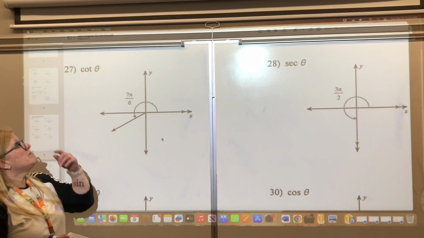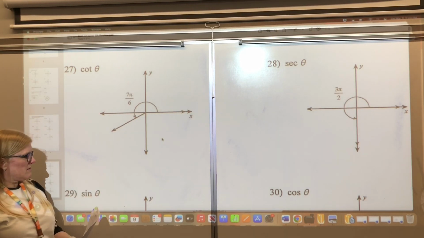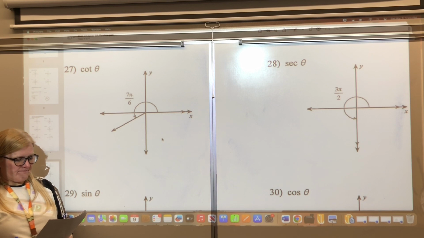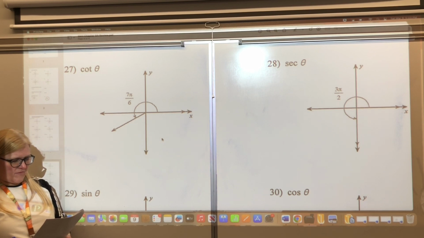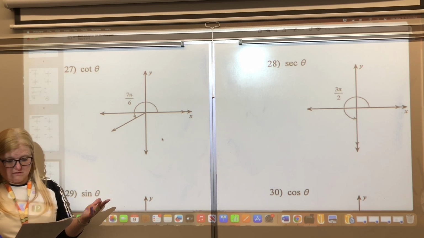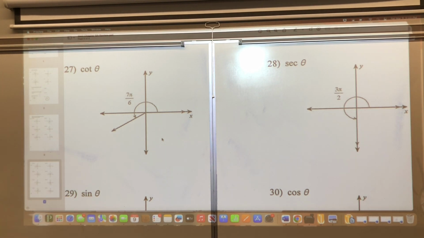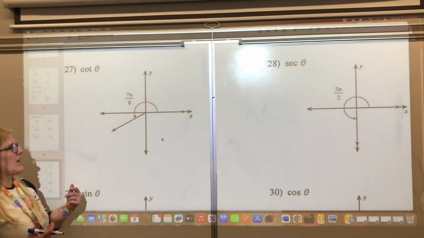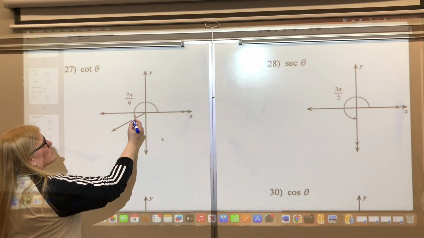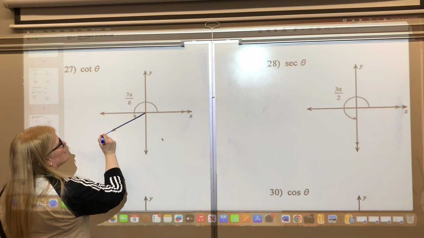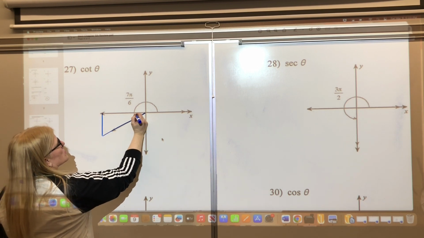Number 27, we've got cotangent. Looks like we're going to start to get into some degrees. That's good. Just got a few more radians. Not that that's a bad thing, but you know. All right, so this is pi over 6 again. So this is 30 degrees.